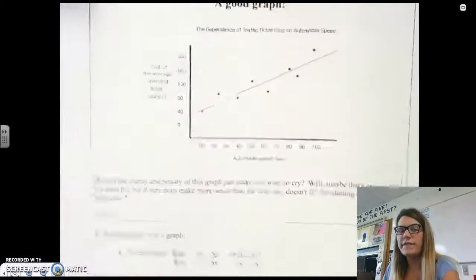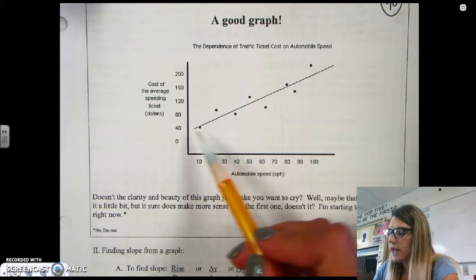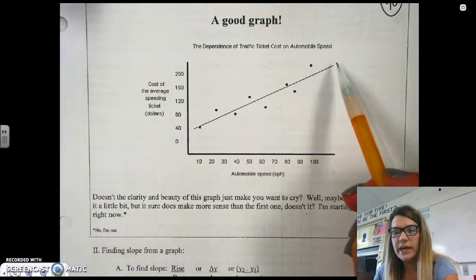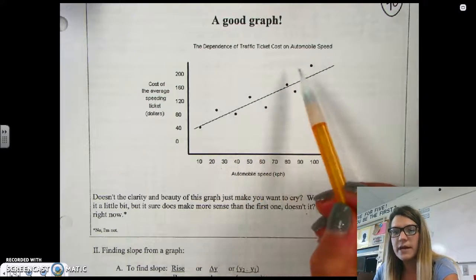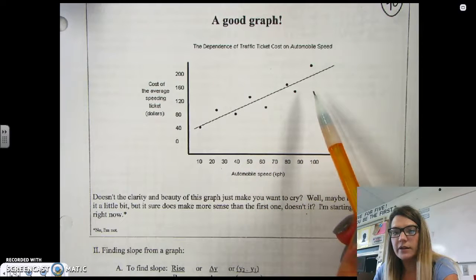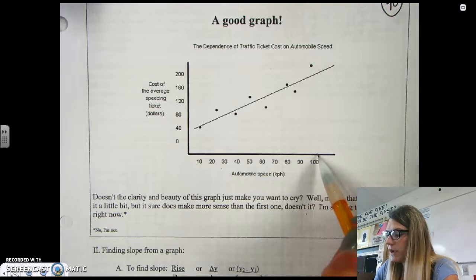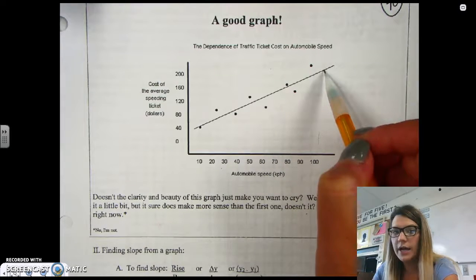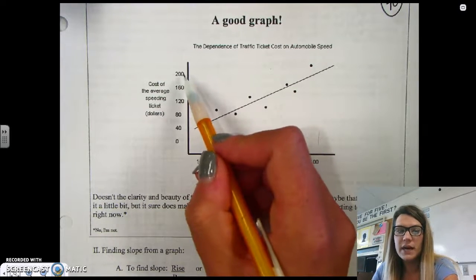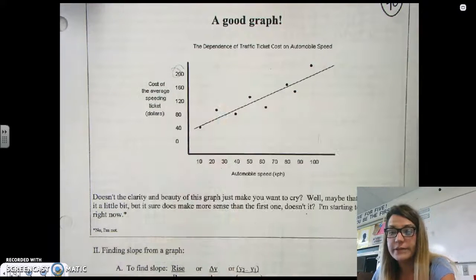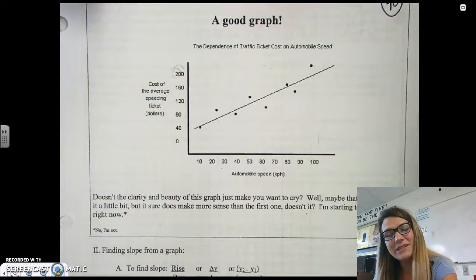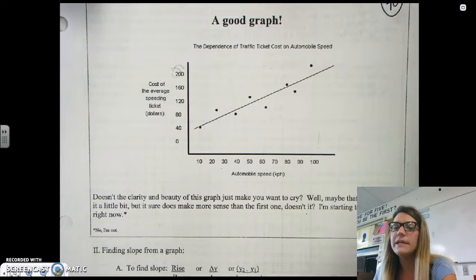Good graph. This is the line of best fit that I was talking about. See how half of the dots are on the top and half of the dots are on the bottom? So if I was to say, oh, I'm going 100 miles per hour, I can go up to the line and go over and say the cost of my ticket would be around $200. Does that make sense, even though I don't have a dot there? That's what a line of best fit means.